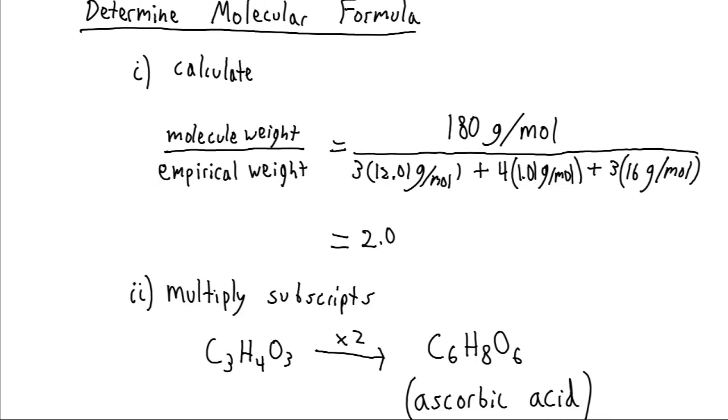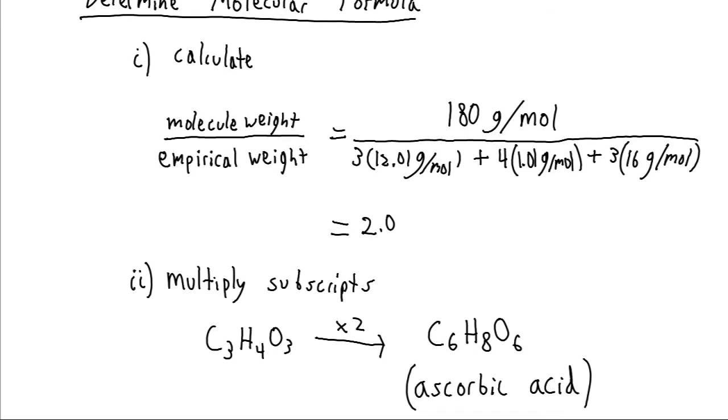So now that we have that factor, we can go ahead and multiply all the subscripts in our empirical formula, and that will give us the molecular formula. So we've decided that ascorbic acid is C6H8O6. Now, what's really incredible about this is that we never had to inspect any individual molecules. We never actually isolated molecules from each other independently. We were able to just take all of our aggregate information and put it together in order to determine the exact composition.